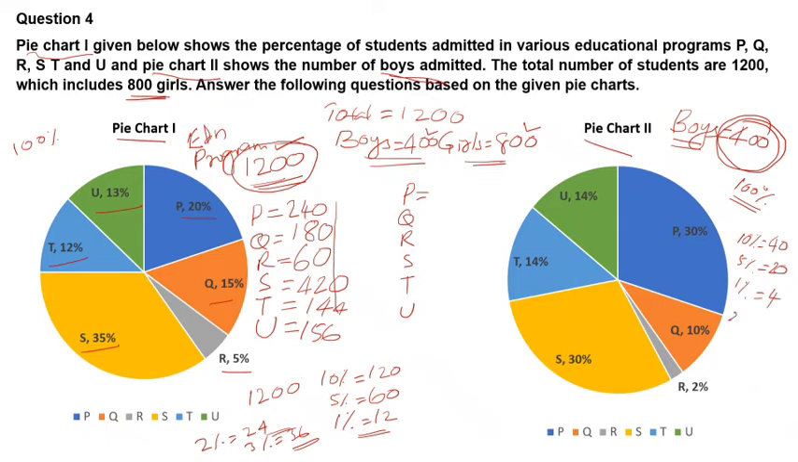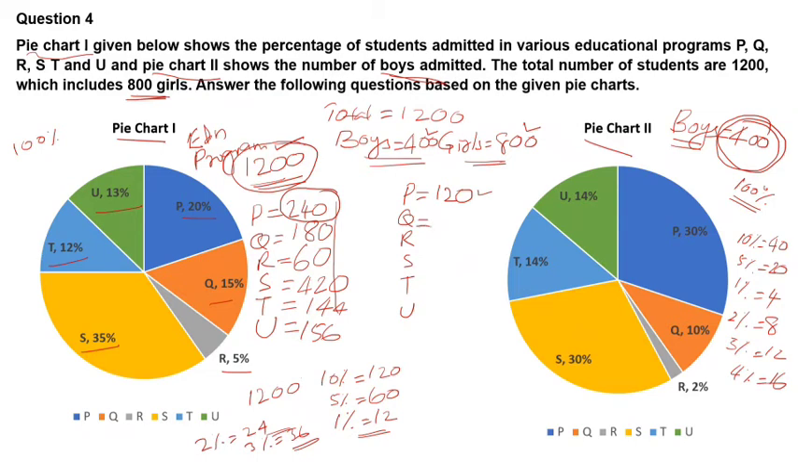What will be 2%? 2% will be equal to 8. 3% will be 12. 4% will be 16. Like that. So 10% is 40, and 30% will be equal to 120. So here P equals 120 boys. Here the total is 240 students. Out of these 240 students for P, 120 are boys, so the remaining 120 will be girls.